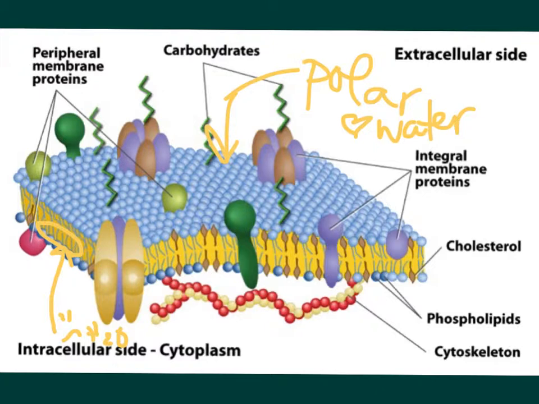Water can freely pass through the membrane. Not huge quantities of water, but molecules of water will pass freely through. Some small gases, oxygen, carbon dioxide, they pass freely through the membrane as well. Typically, it's non-polar things that are going to pass freely through the membrane because they have to go through this giant non-polar region.